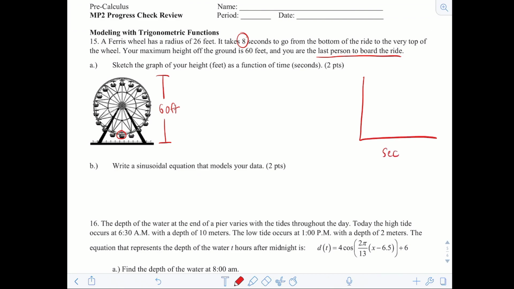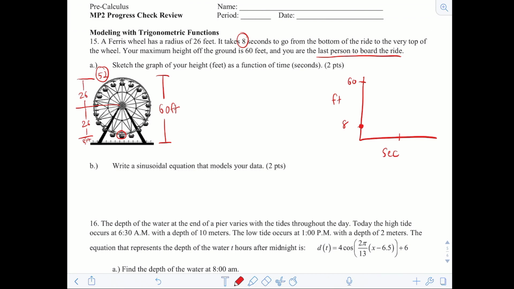So seconds is going to go here. Feet is going to go here. Now, something to keep in mind is that the radius of the actual Ferris wheel, from here to here, is going to be 26. So the lowest point is going to be another 26 from there. So both of those together would give you 52. And so that means that this distance from here to here is going to be 8 feet. So that's also going to be really important. So 60 from the top, 8 from the bottom, and just double checking, that should add up to 52. And then since you're the lowest person to get on, that would be at 8.